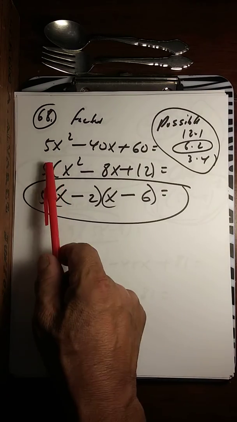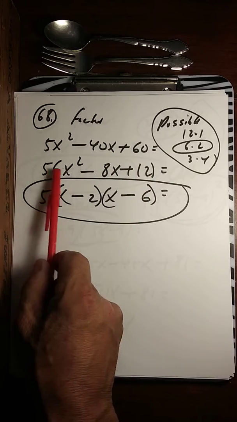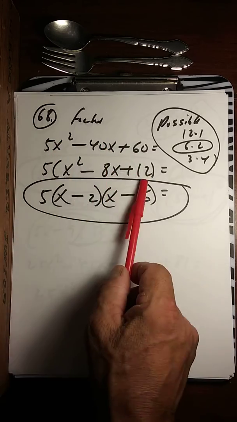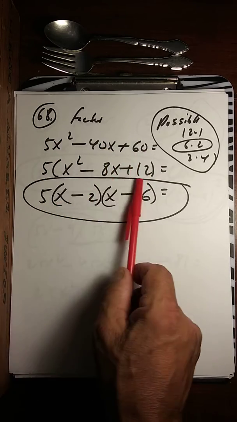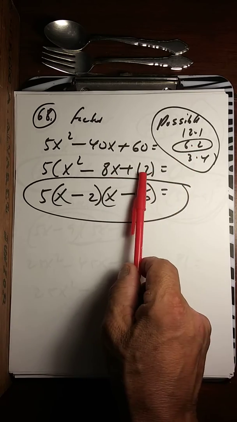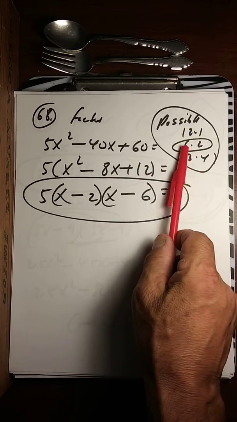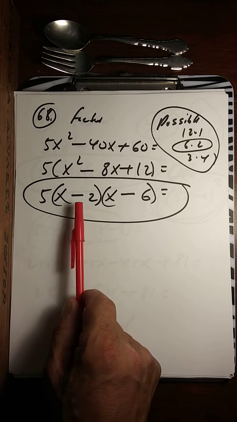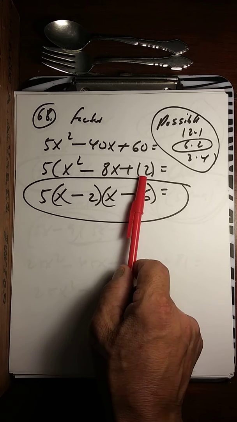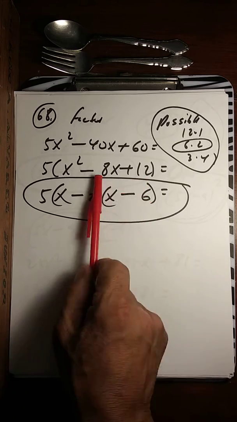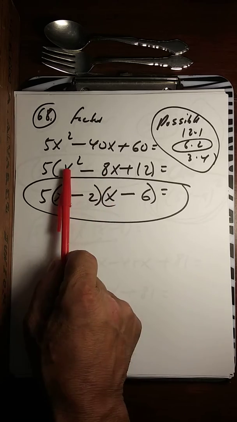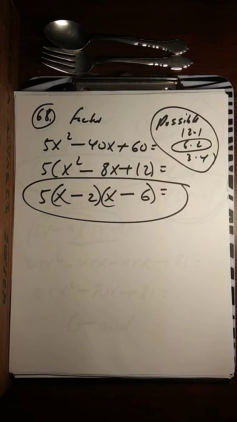Factor. Take the 5 out first. See the 5 in there? 5 times that is this. 5 times that is that. 5 times that is that. So now we have 12. So all these possible answers, let's go to 6 and 2. Is that right? Let's check it. Negative 2 times negative 6 is that 12? Yes. Negative 2 and negative 6 is that negative 8? Yes. X and x is x squared? Yes. So this is the answer.